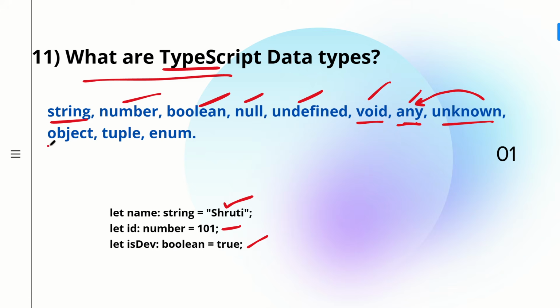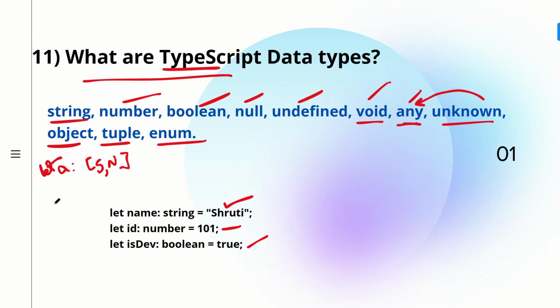Then we have object. Object is used to write the data types of the properties of the object. Then we have tuple, and then we have enum. A tuple is helpful for having a fixed size, fixed length array, where each element has a specific type. So for example, if you write let a as my array, and then you define that the first value in this will be string, and then you write here number.